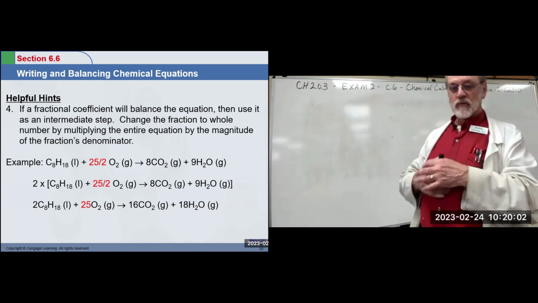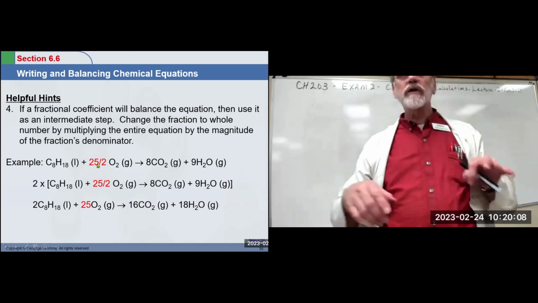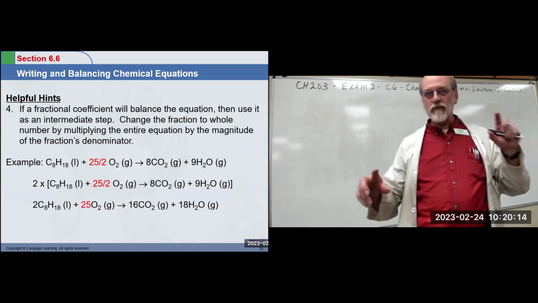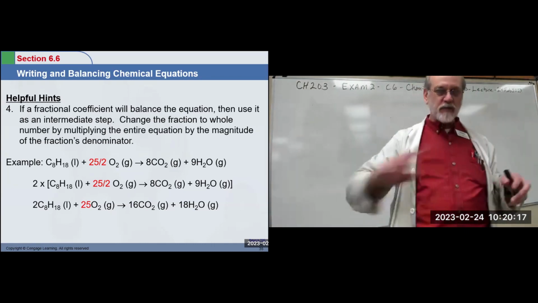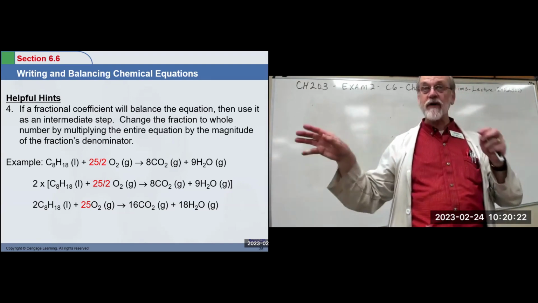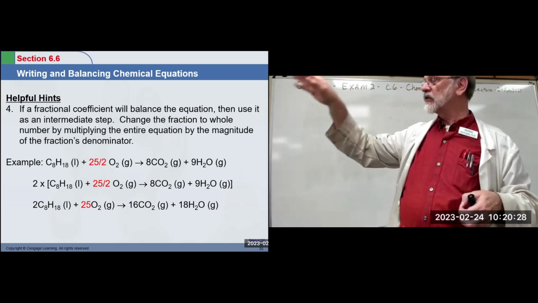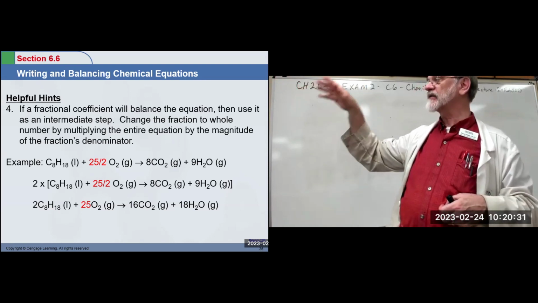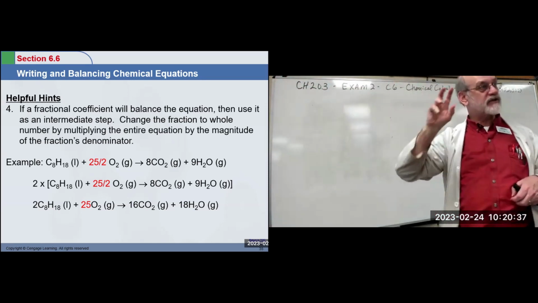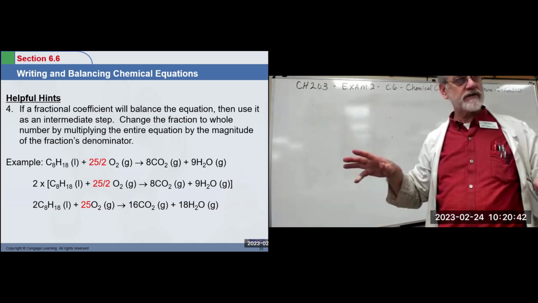Once you balance the equation with this fraction, then you want to get rid of the fraction because we want whole numbers only. So how do you get rid of a fraction with a 2 in the denominator? You multiply by 2. Once the equation is balanced with that fraction, then the ratios are set: 1 octane, 25 halves of oxygen, 8 carbon dioxides, and 9 waters. So if you multiply the entire equation through by 2, you don't change the ratio. The ratio is fixed now because it's balanced.